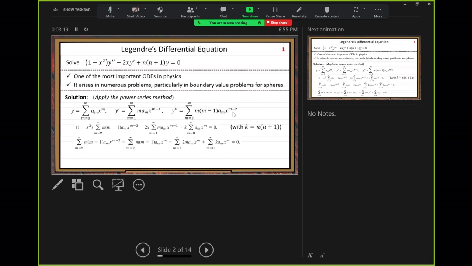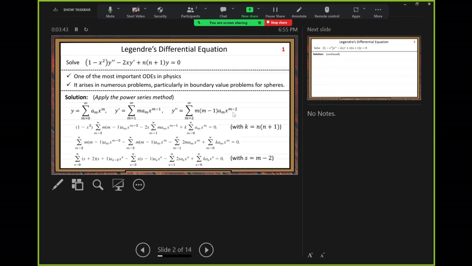But this 2 minus 2, can we change to the same general term by changing the m value, m starting from 0? When we change, we use this new variable s equals m minus 2. New s variable equals m minus 2.